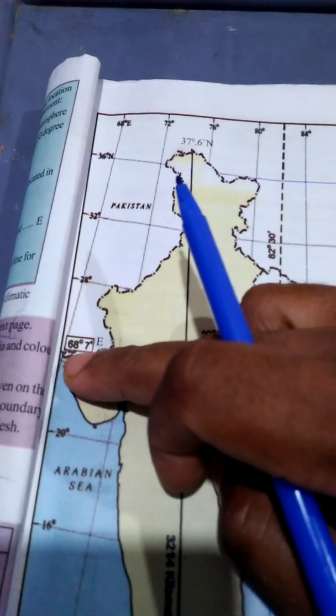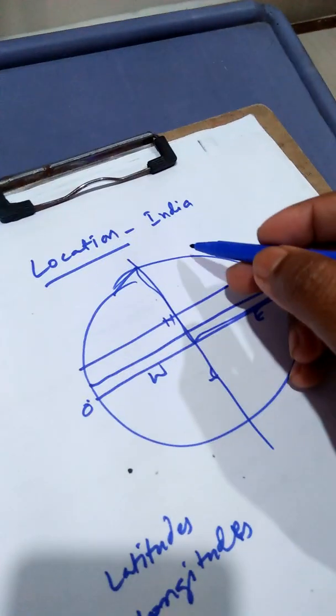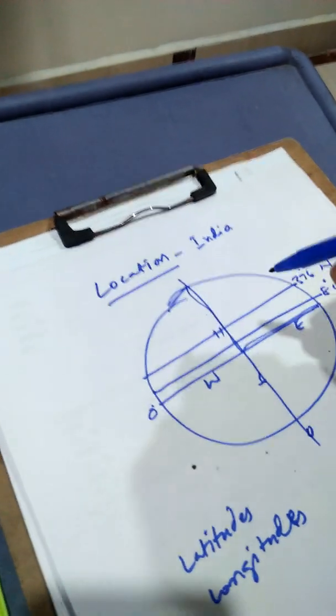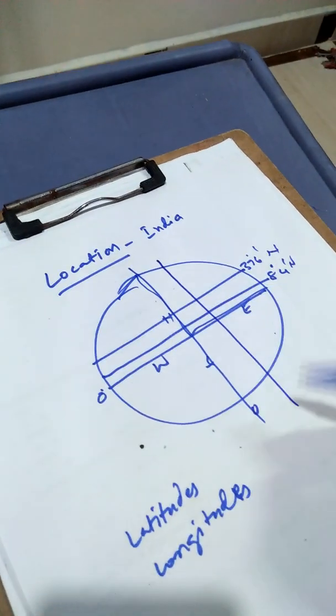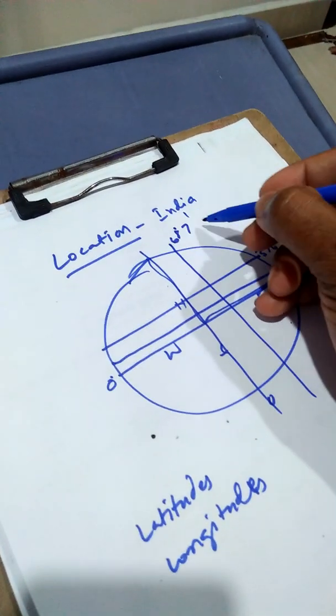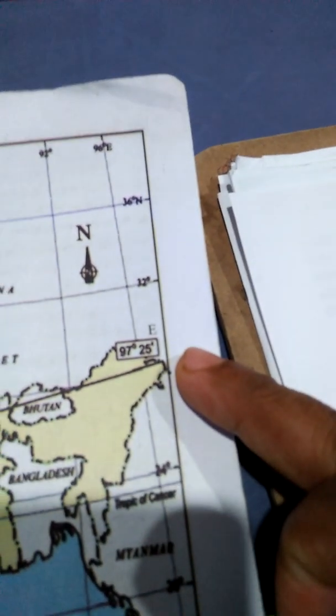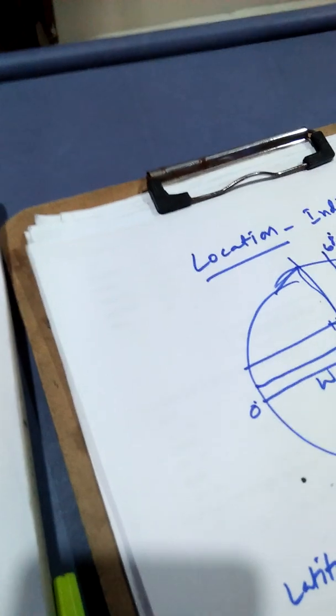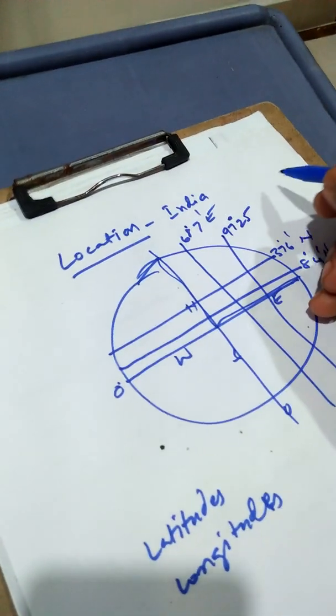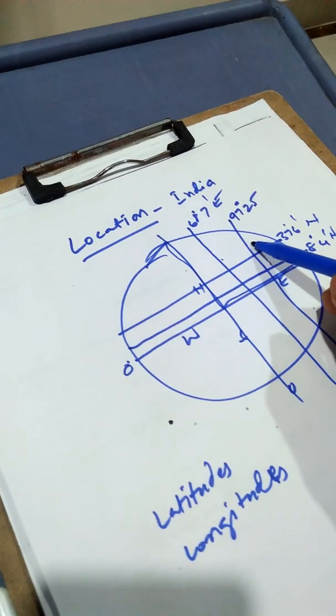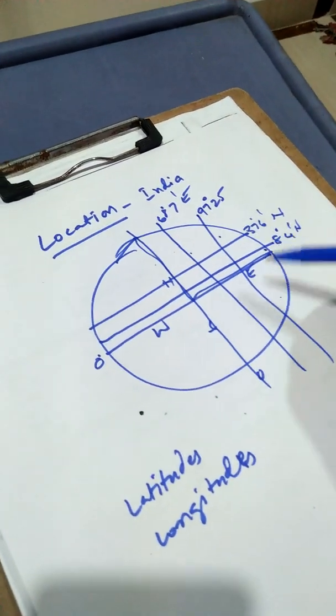Now we will see longitudes. Here, the west part of India is 68 degree 7 minutes east longitude. Approximately you draw it here, 68 degree 7 minutes. And you see India's eastern end, it is 97 degree 25 minutes. Take it as 97 degree 25 minutes. So in between these two longitudes and these two latitudes, India is located.